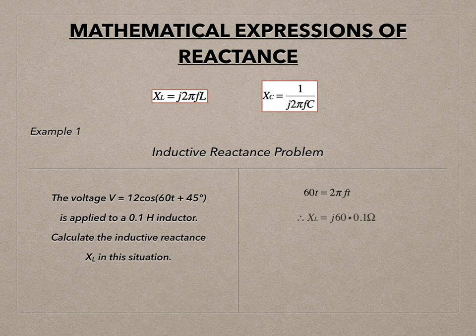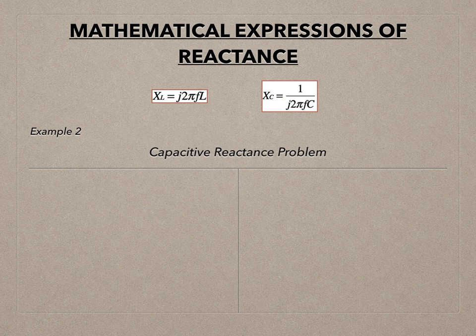Therefore, we can say that the inductive reactance is equal to J60 multiplied by 0.1, giving us an inductive reactance of J6 ohms. Recalling that the imaginary variable J is equal to 1 at an angle of 90 degrees, we get a value of 6 at an angle of 90 degrees for our inductive reactance.